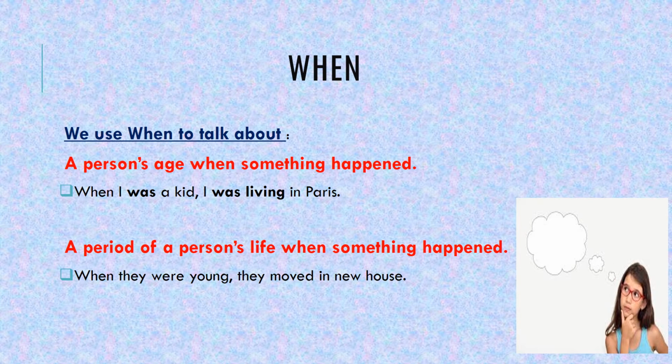We use when to talk about a person's age when something happened. For example, when I was a kid, I was living in Paris. Or we use when to talk about a period of a person's life when something happened. For example, when they were young, they moved into a new house.